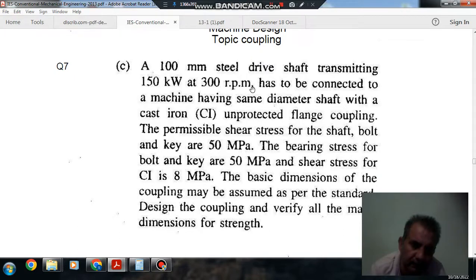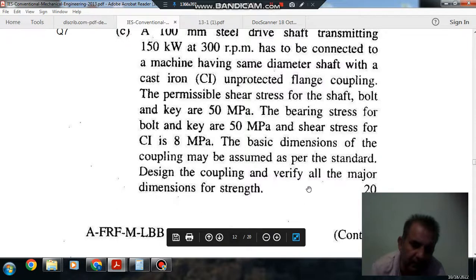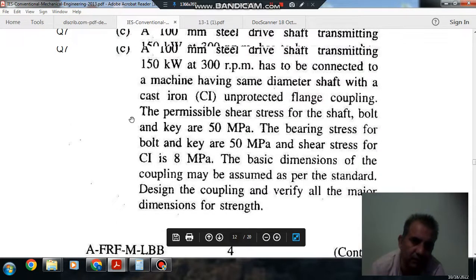at 300 rpm has to be connected to a machine having the same diameter shaft with a cast iron unprotected flange coupling. The permissible shear stress for the shaft, bolt and key are 50 MPa. The bearing stress for bolt and key are 50 MPa and shear stress for CI is 8 MPa. The basic dimensions of coupling may be assumed as per the standard. Design the coupling and verify all major dimensions for strength.